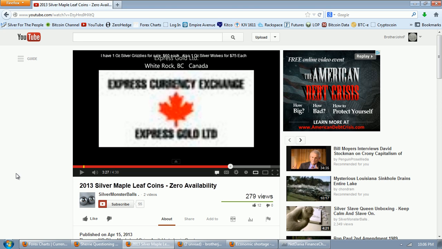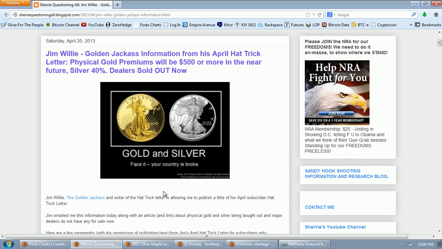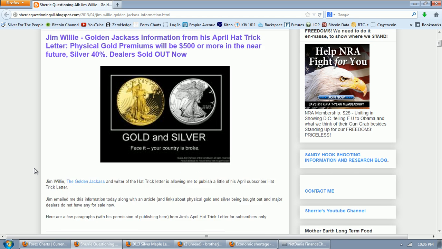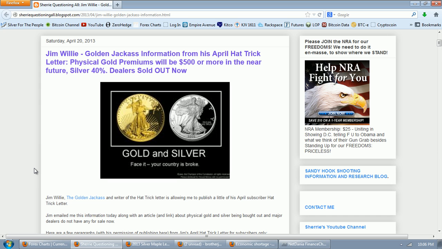Okay, so that's an important point. We want to think about that point. We're going to get to the anecdotal information from Jim Willie. But let's think about this point that dealers don't want to sell, they don't want to take a loss on their inventory. So they have to wait for inventory to come in that's purchased at the lower prices so they can go ahead and sell.